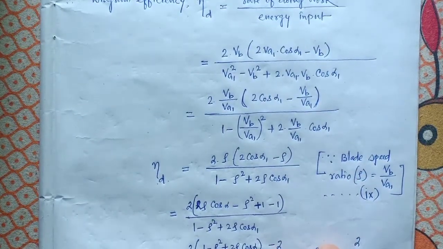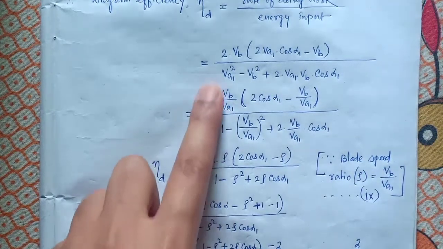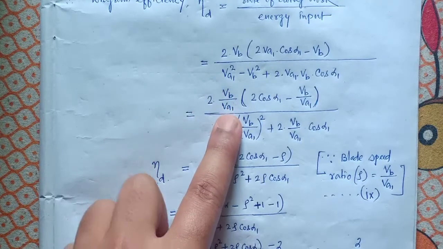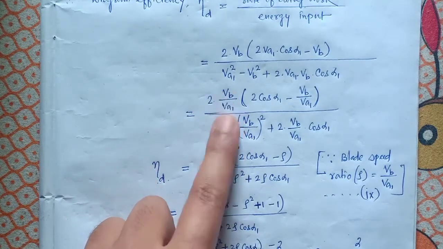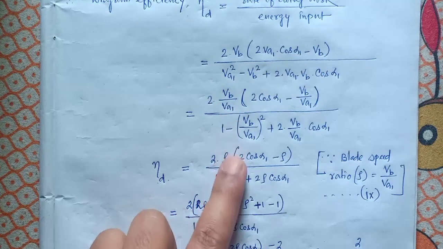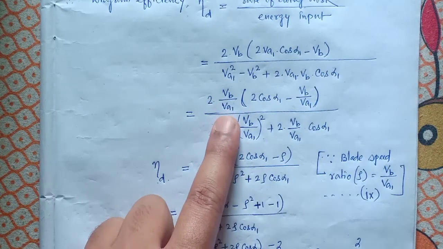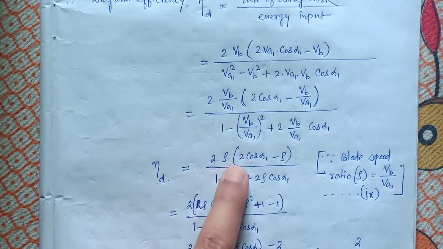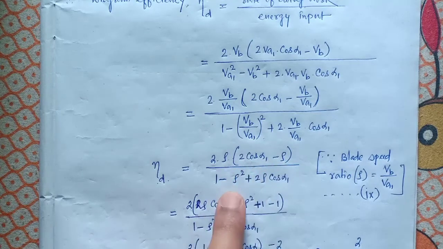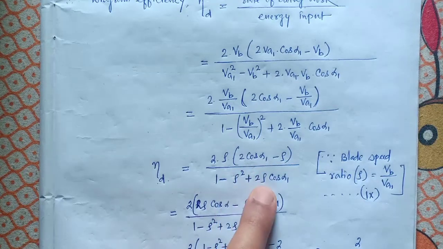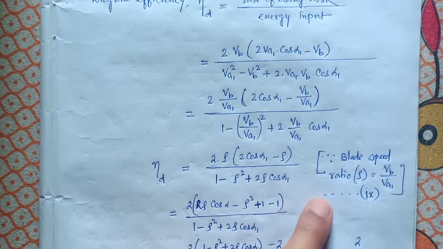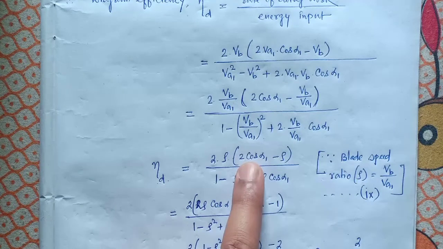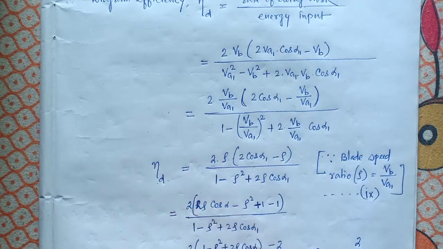The expression will be VB by VA1, which is the blade speed ratio. We are very much familiar with this ratio, as it was found in the case of the impulse turbine. So 2 into rho into 2 cos alpha 1 minus rho, divided by 1 minus rho square plus 2 rho cos alpha 1. Now mark this equation as equation number 9. This equation is very, very vital. Later on I will tell you why.